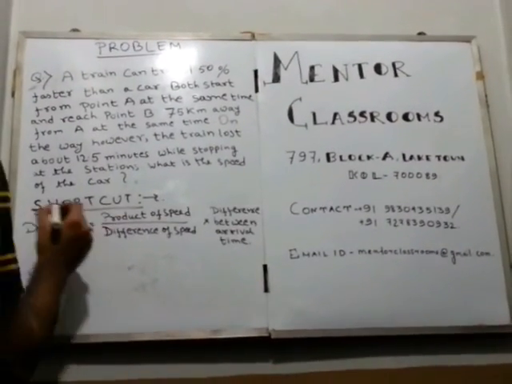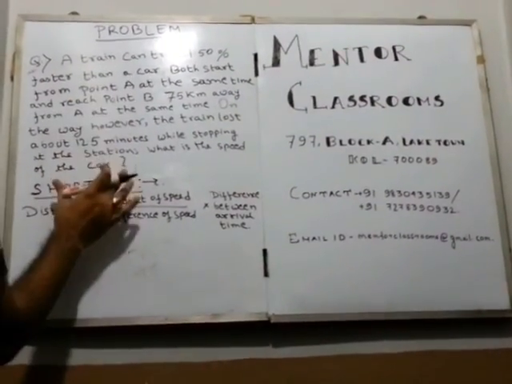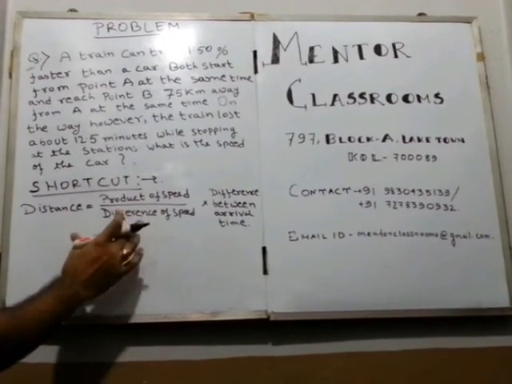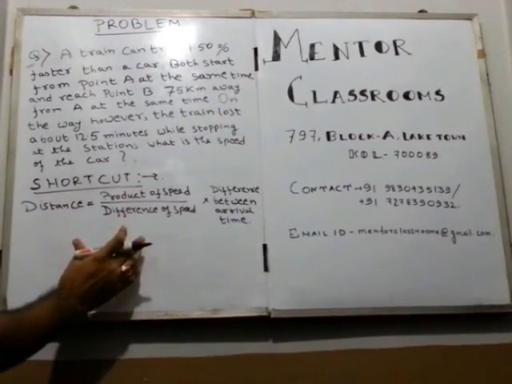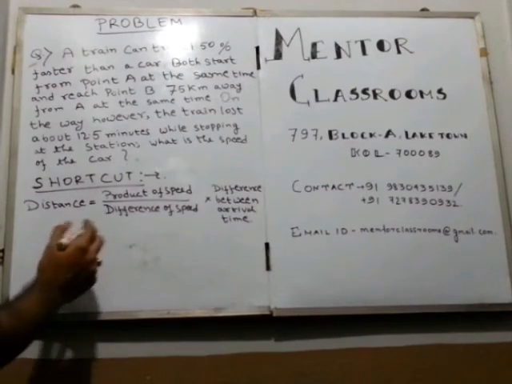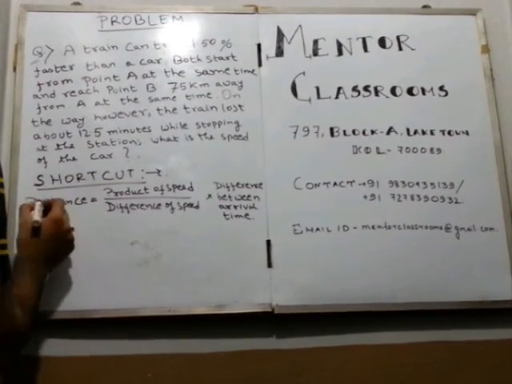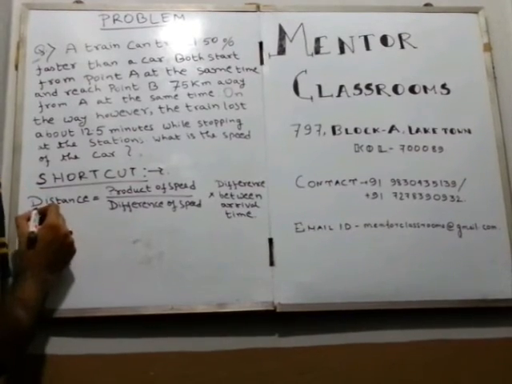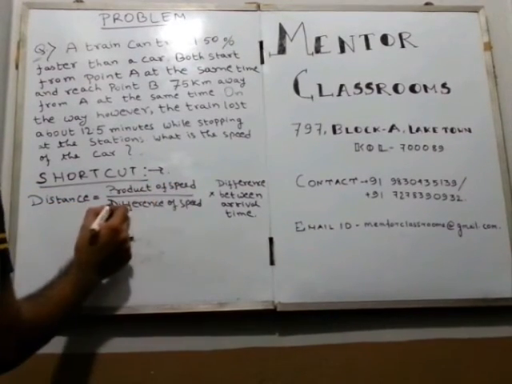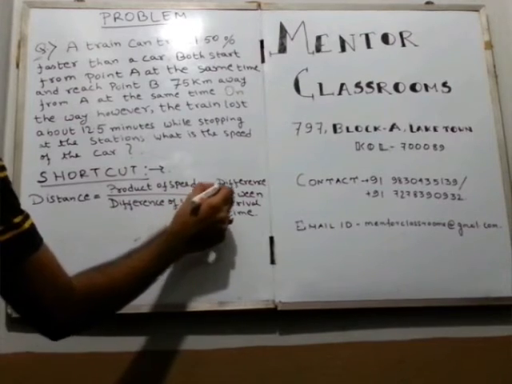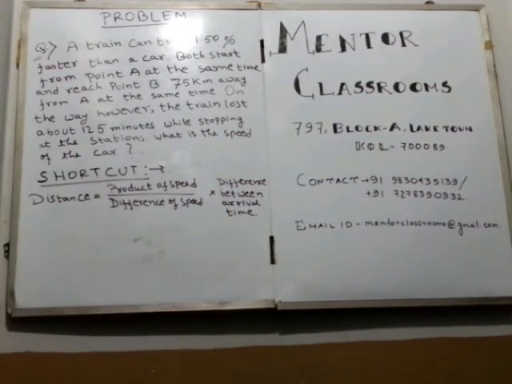So guys, now we have solved this problem in a detailed approach previously, and now we will be showing you the shortcut method to solve. Now in our last sum we have used a formula, that is, distance equals the product of speed by difference of speed, multiplied by the difference between arrival times.